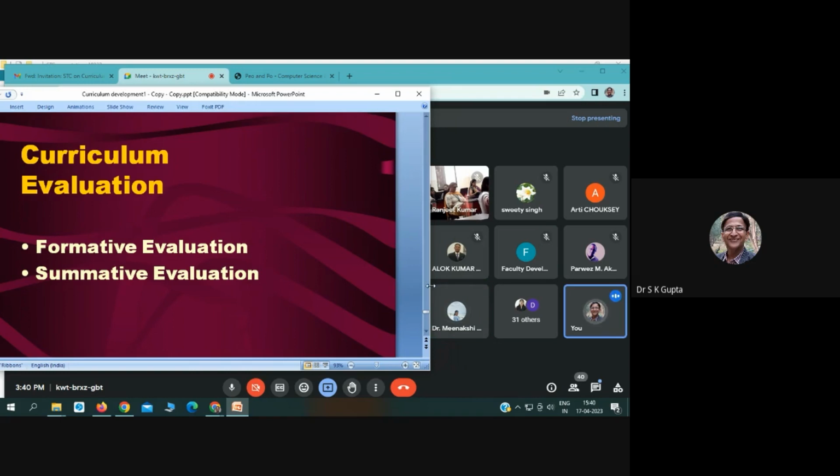So, my dear friends, you have continuous assessment. You have continuous evaluation of your program, internal assessment as well as external assessment. Your internal assessment is your formative evaluation, and your end semester evaluation, or your external assessment, is your summative evaluation. You are all doing formative evaluation as well as summative evaluation.